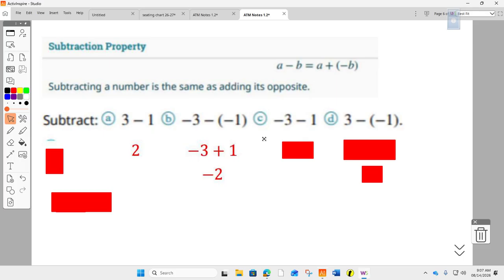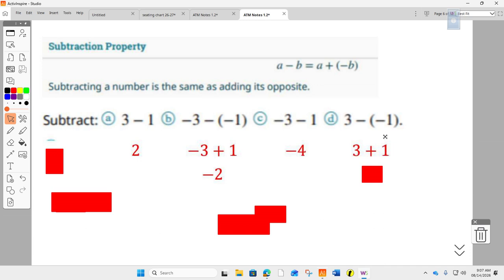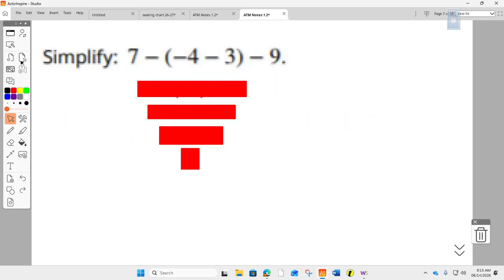What'd you get for C, Hudson? What'd you get for D, Mariah? Not done? Okay. What'd you get, Ethan? So subtracting negative 1 is the same as adding positive 1. All right. Any questions so far? All right. You guys do that. Use your order of operations. Try to show as many steps as they've shown there.